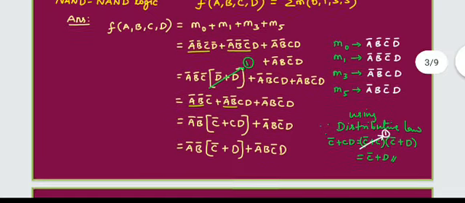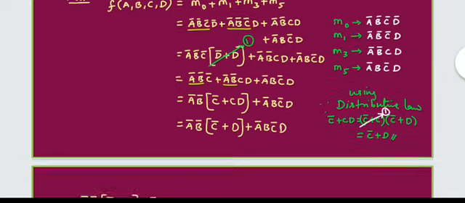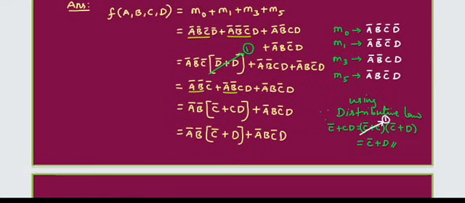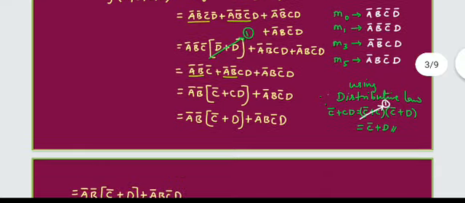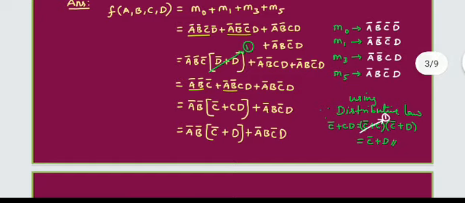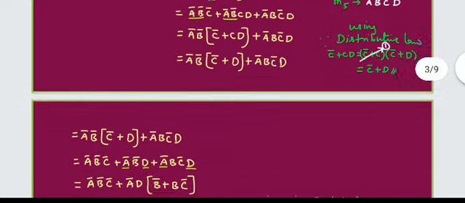Then coming to the next step, again we have a common variable, that is A bar, B bar. Take it out. Then inside the bracket what we have now? C bar plus CD. Whenever an expression comes like this, which law can we apply here? Distributive law. If I apply distributive law, the expression gets simplified to C bar plus D, right? Then we'll see in the next step.